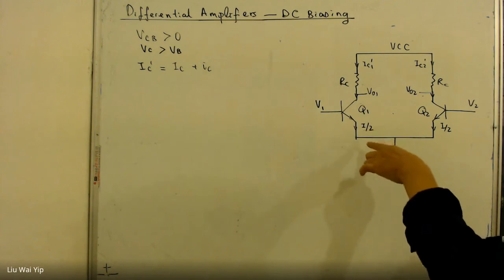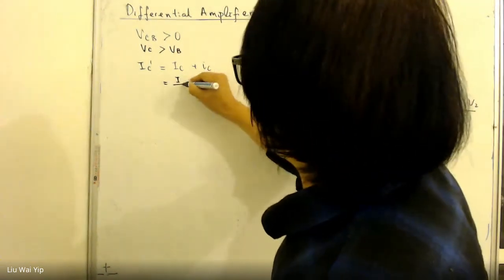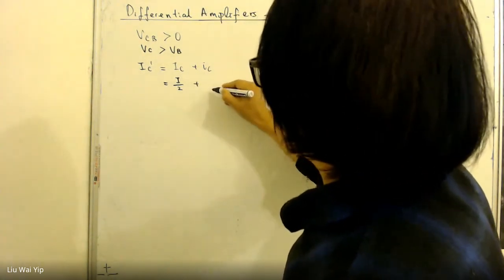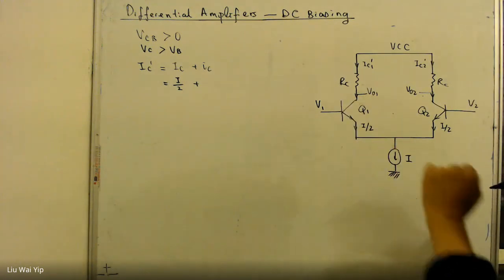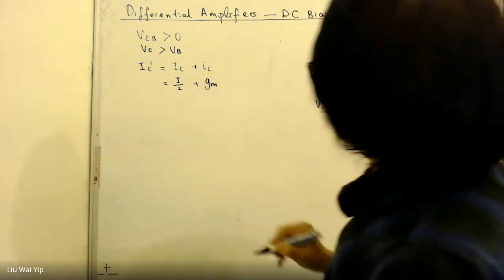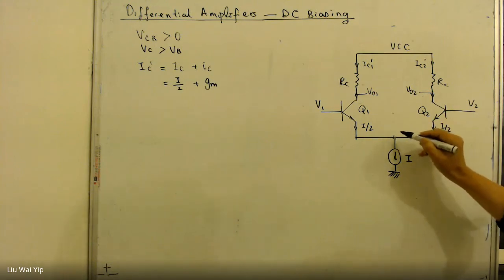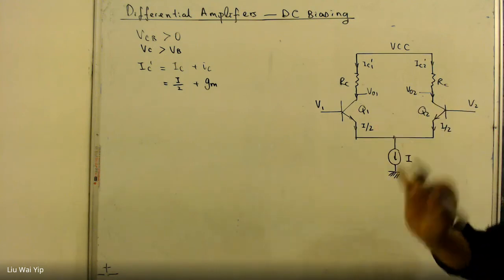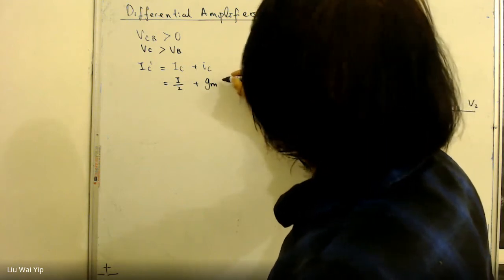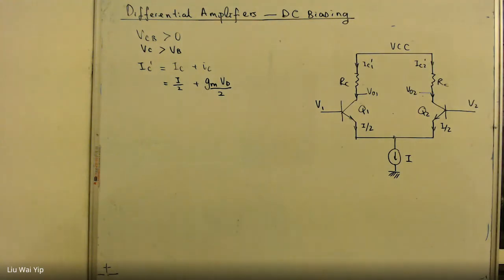And what is IC? According to this circuit diagram, IC is equal to I divided by 2. And what is this little ic here? This little ic is equal to gm times the voltage value here, depending on the midpoint. And we have shown the virtual ground here is at 0 voltage. Then it is going to be gm times VD divided by 2. So this is the small signal current for IC.